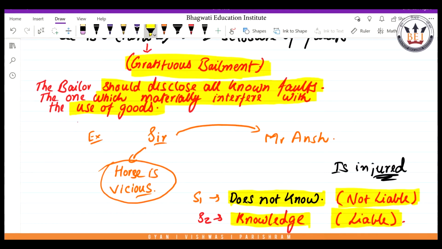Remember, good, that it's only and only for gratuitous bailment and not for non-gratuitous bailment, right? So there are two outcomes. One, you need to disclose. In case you haven't, because you did not have knowledge, you are not liable. If you had knowledge, still didn't disclose, you are liable.